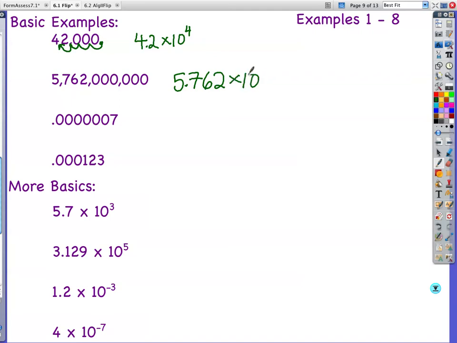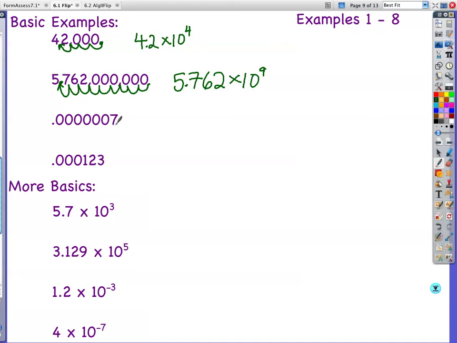And then times 10 to the what power? Well, let's count. Or as my child says, count with me. 1, 2, 3, 4, 5, 6, 7, 8, 9. So it's 10 to the 9th power. Why did I move it there again? So that I would have 5 points. So that number would be between 1 and 10.